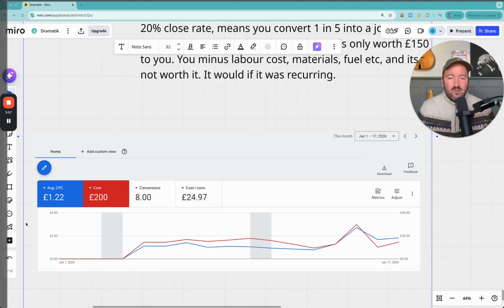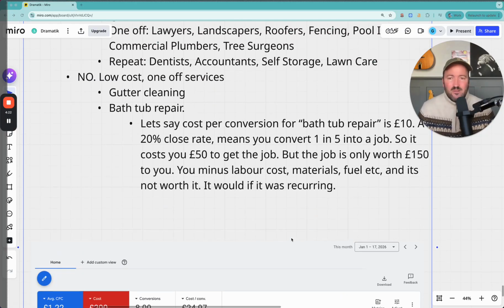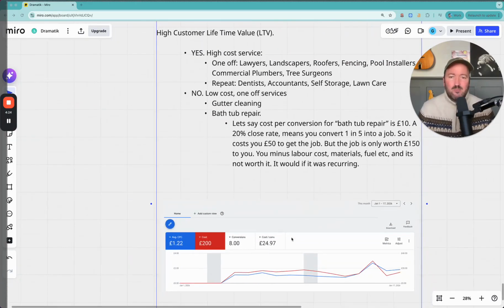So it's worth them spending, in this case, £100-120 to get that client, when that client, if they stay for 6 months, pays what, £600-700, etc. So it stacks up, it works out that way. Okay, so that's the first thing to consider: high customer lifetime value.